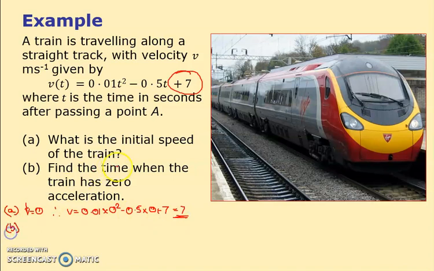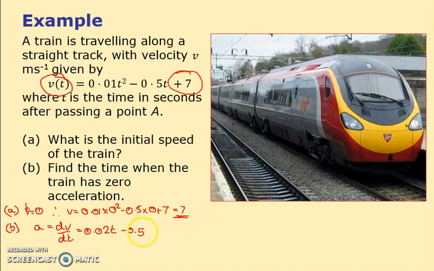B. Find the time when the train has 0 acceleration. Well, I haven't got an expression for the acceleration yet. I get it by differentiation. a equals dv by dt. So let's differentiate it. Bring the 2 to the front. That's 0.02 t minus 0.5. The t disappears and everything else disappears.